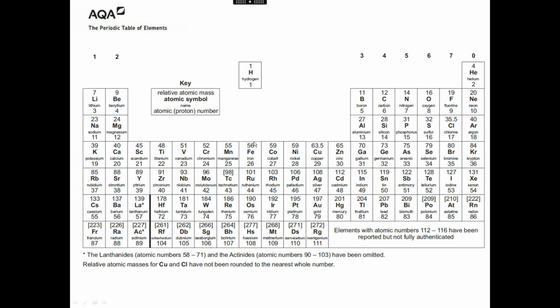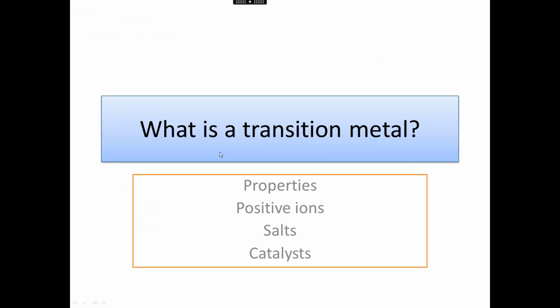Today we're going to be concentrating on the transition metals, the central block of the periodic table. So today's driving question is, what is a transition metal? Properties, its ions, and its uses.